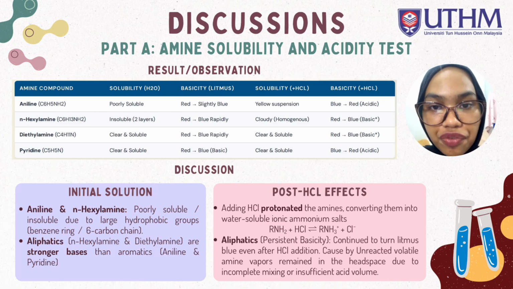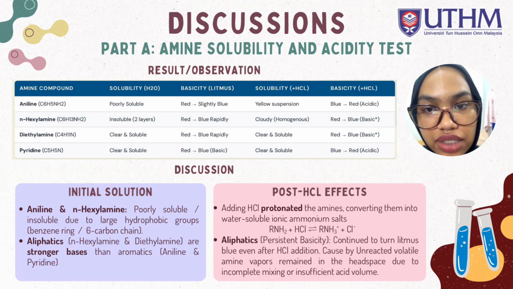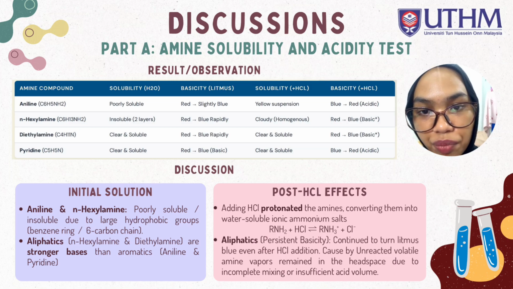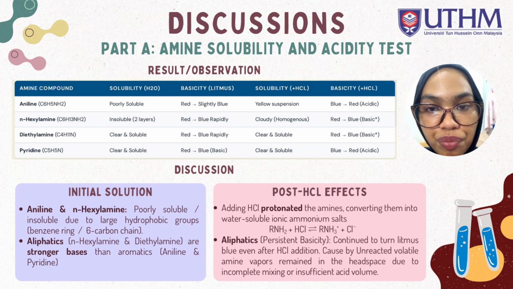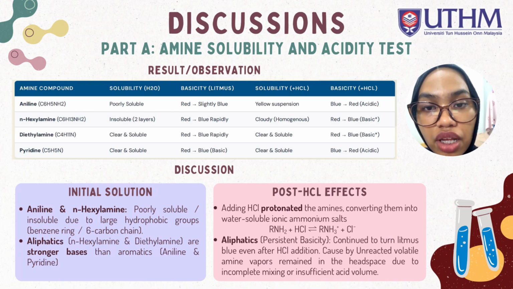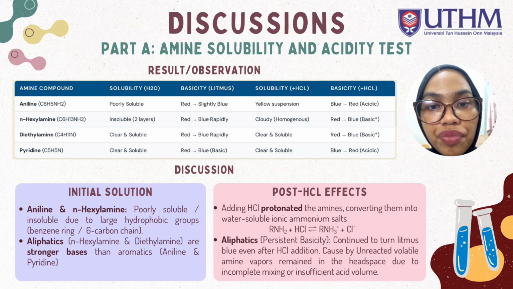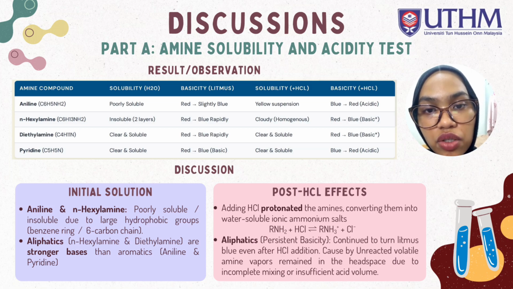The discussion for part A, amine solubility and acidity test. The result for aniline: solubility in H2O is poor. Basicity: the litmus paper's red turns slightly blue. Solubility in HCl: suspension, yellow suspension. Basicity: blue turns red, acidic.